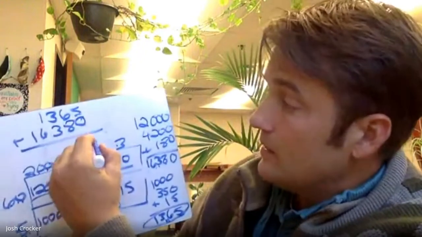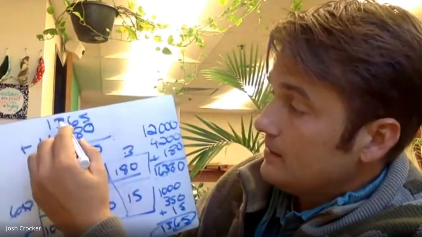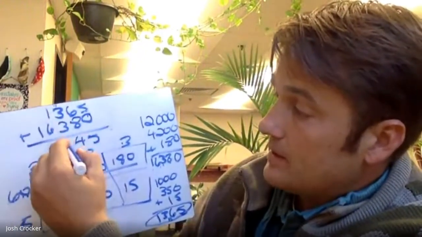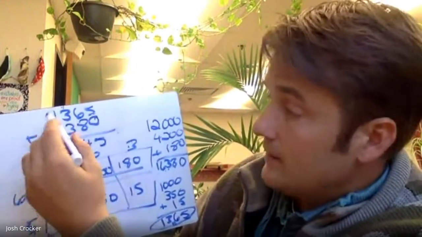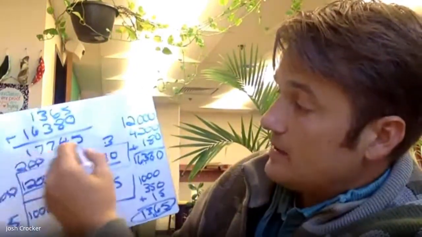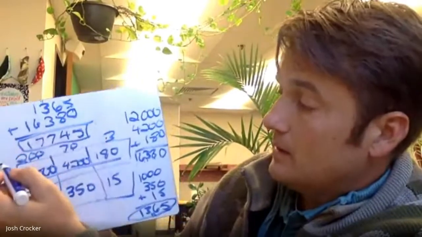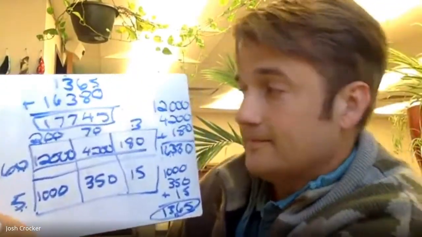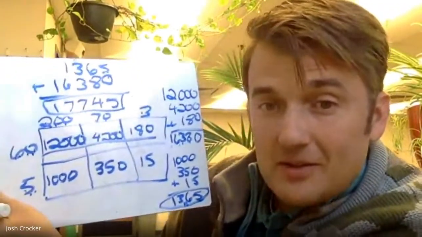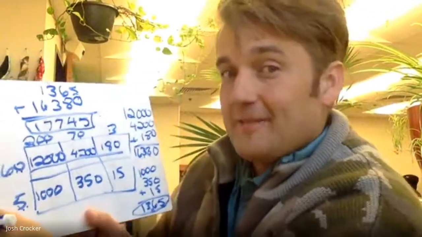So 5, 14, 6 plus 1 is 7. Don't have to carry anything, 7. That's my answer. 17,745. I had to think about that for a second. 17,745. We're going to call that good for multi-digit multiplication day 1.